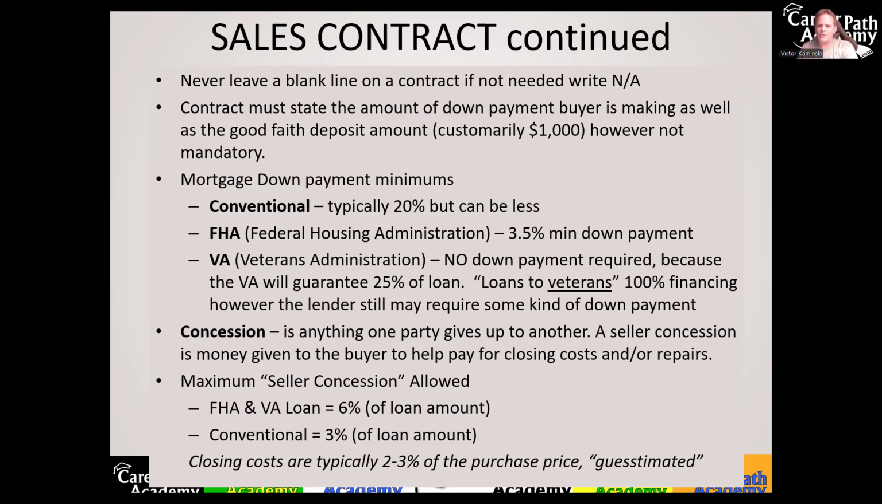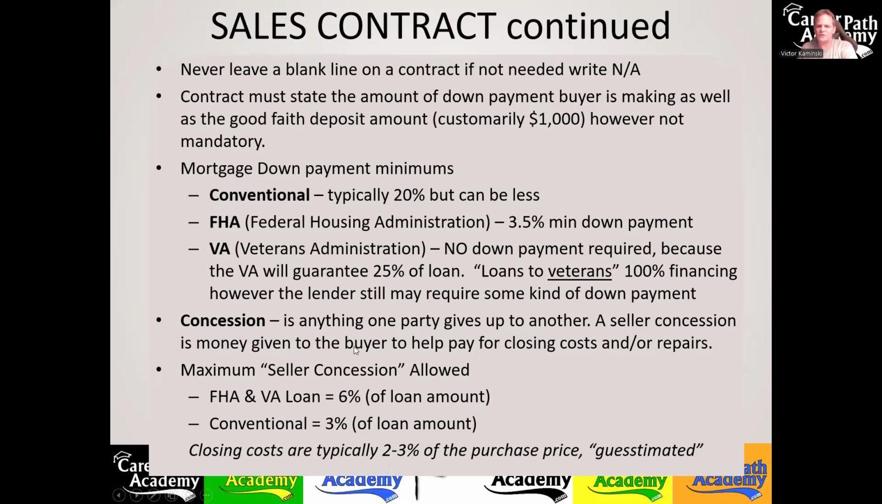Concession is anything that one party gives up to another. So a seller's concession is money given to the buyer to help pay for the closing costs and or repairs. However, there are maximum seller concessions that are allowed by law. For FHA and VA loans, that's 6% of the loan amount, not the purchase price. For conventional loans, that's 3% of the loan amount, not the purchase price. And closing costs are guesstimated to be around 2 to 3% of the purchase price.